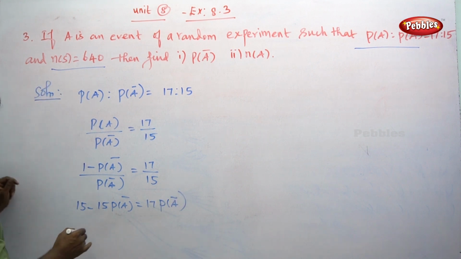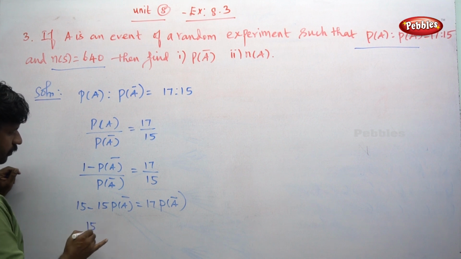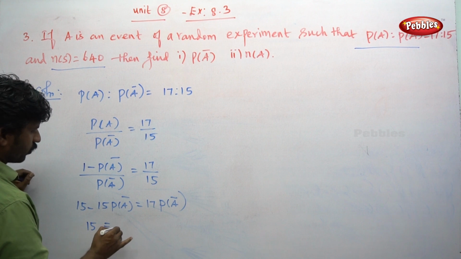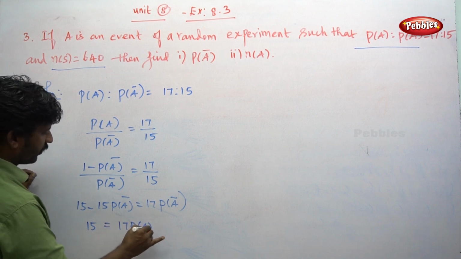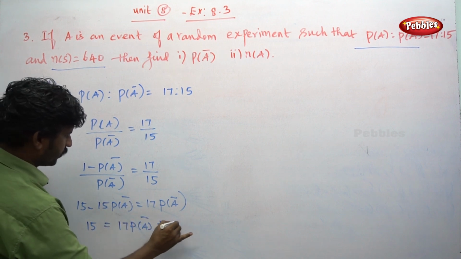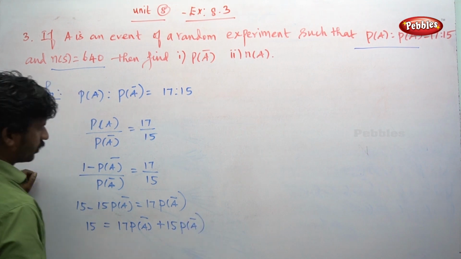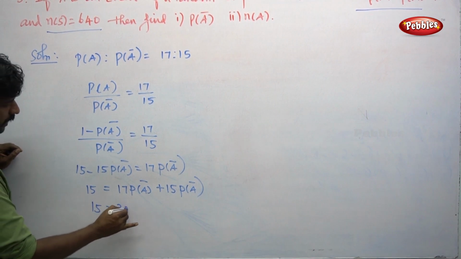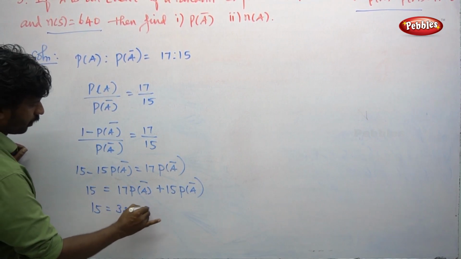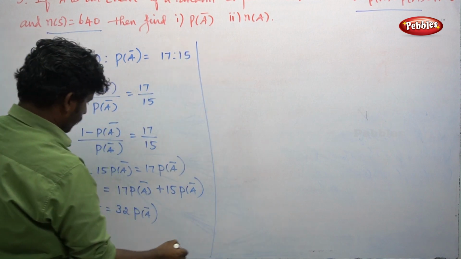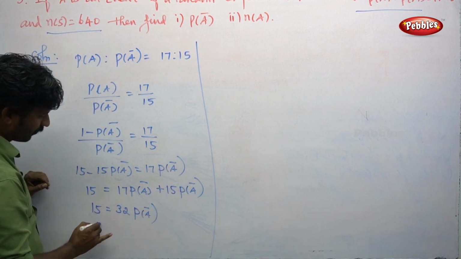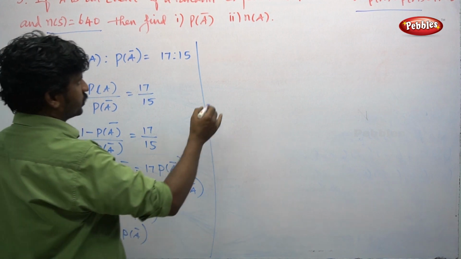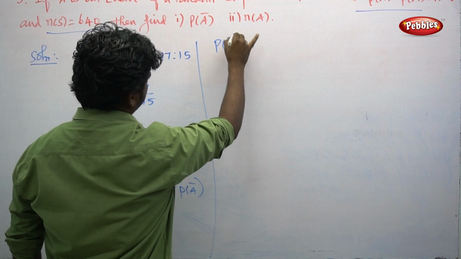So which means what? The 15 in the P of A la oru pakka eduthu poidunga, P of A bar la oru side kondu poidalam. So 17 P of A bar inga poiduchuna plus 15 P of A bar, right? So this is 15 is equal to 32 P of A bar, right? So which means 15 by 32 is equal to P of A bar. So which means P of A bar is equal to what?